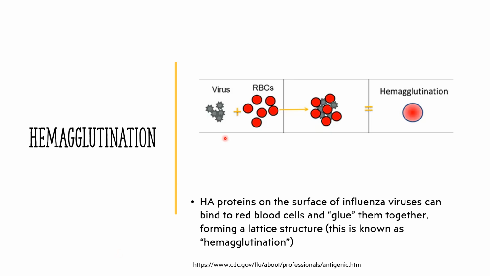Hemagglutinin proteins on the surface of the influenza virus can bind to red blood cells and glue them together, forming a lattice-like structure. This is known as hemagglutination. This picture provides an example of hemagglutination. This shows what hemagglutination looks like in the well of a microtiter plate.